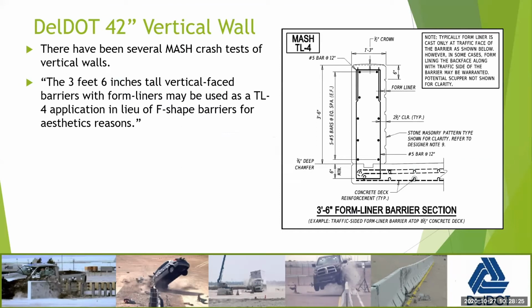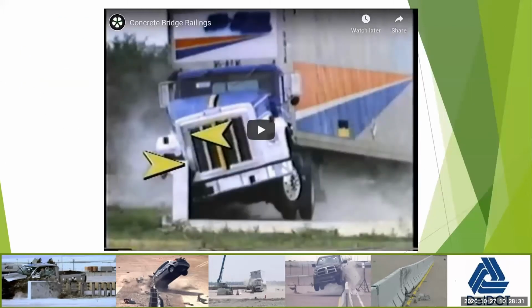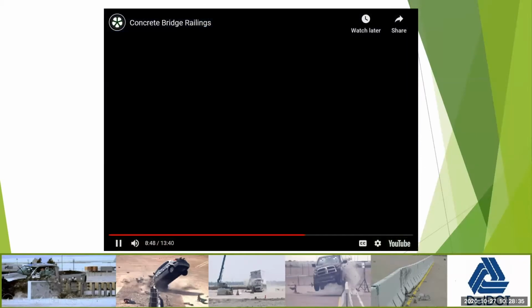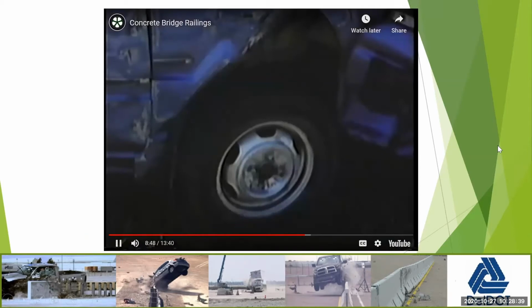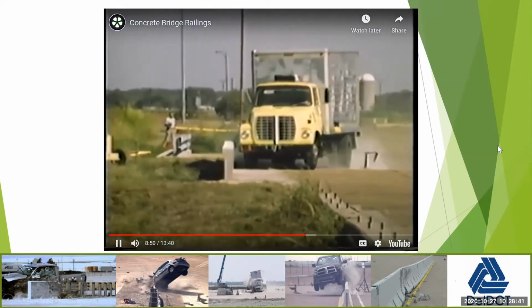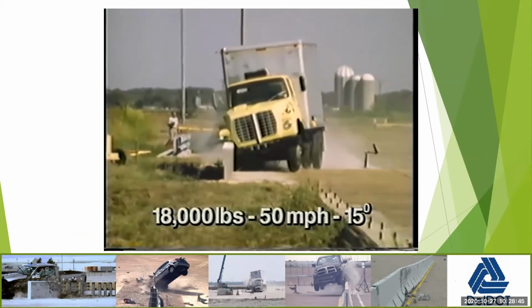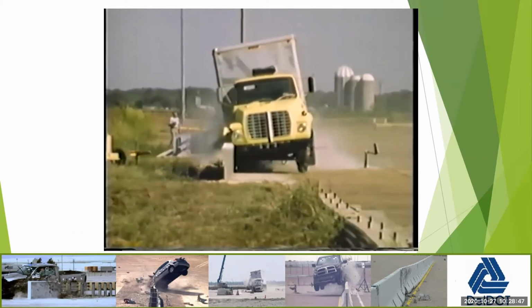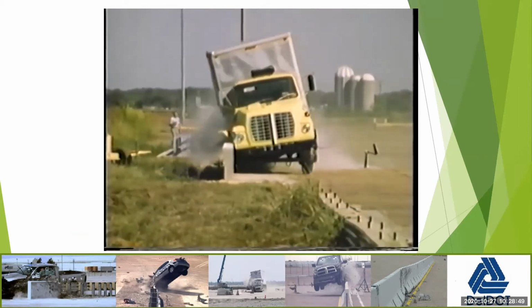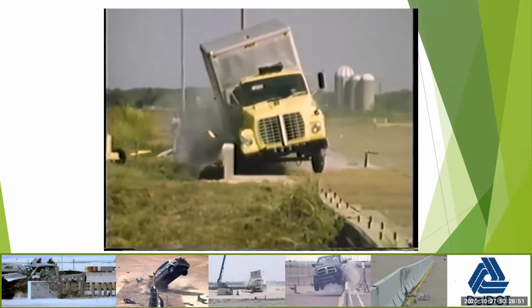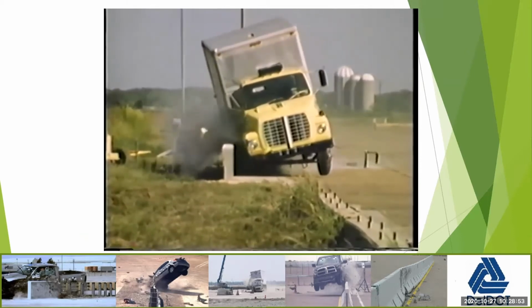Same thing with the 42-inch vertical wall. Nothing's really changed with this application. So we're going to go by that one. We got a little video of a truck hitting the vertical wall. Significantly reduced. In the single unit truck test, the vehicle only rolled 18 degrees, much less than either the New Jersey or F-shaped barrier tests. The vehicle was more stable in this test than in previous heavy vehicle tests.